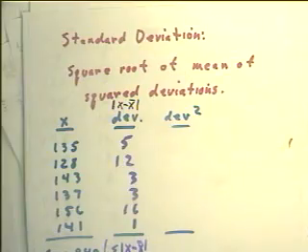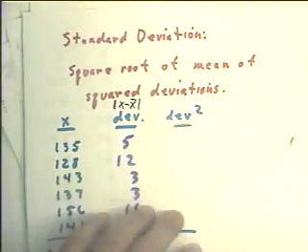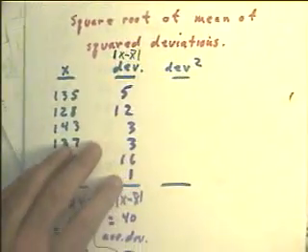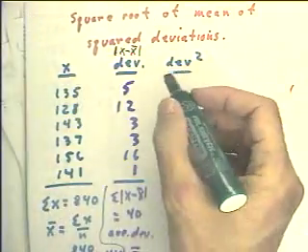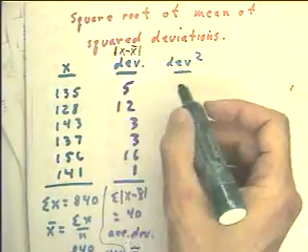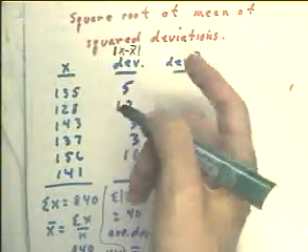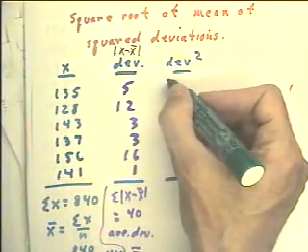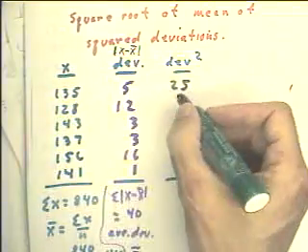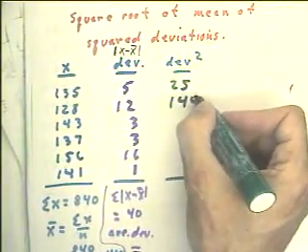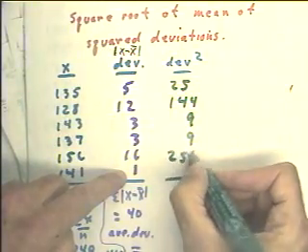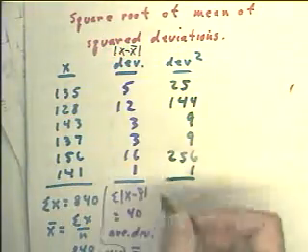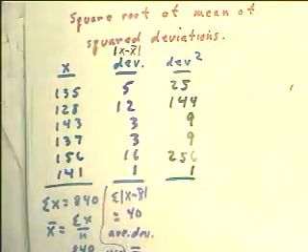The calculation that we use in statistics, for reasons that you won't understand unless you take a good calculus-based statistics course, is the square root of the mean of the squared deviations. But for the squared deviations, we just square the deviations. 25, 144, 3 squared is 9, 16 squared is 256, 1 squared is 1. These are our deviations squared.